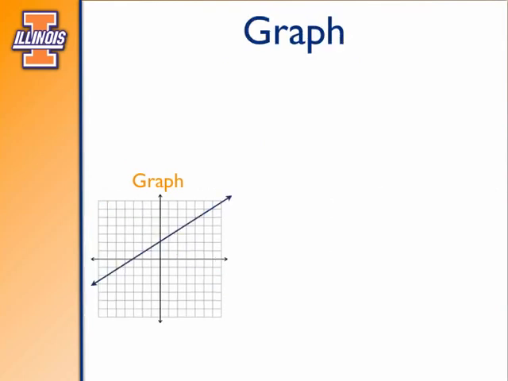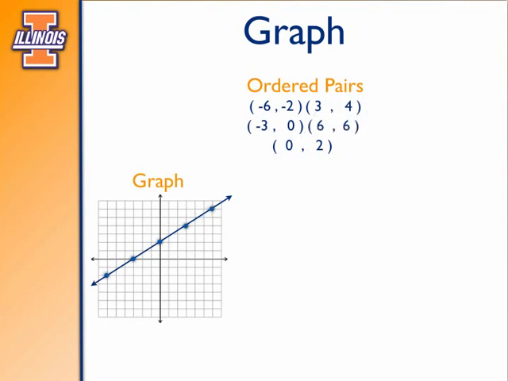Let's start off with a graph now. I want to create my ordered pairs. So I'm going to take points on my graph and I'm going to list them out so I can get my ordered pairs. My first point is -6, -2, -3, 0, 0, 2, 3, 4, and 6, 6. And if you notice, every single one of my points is where my line intersects 2 grid points. It's at the corner of each grid square.